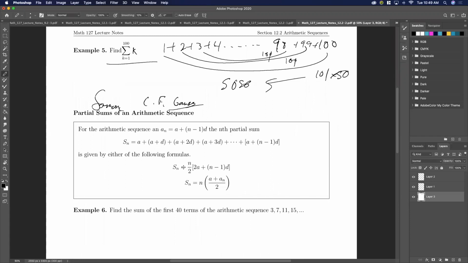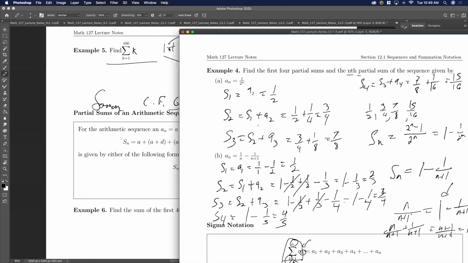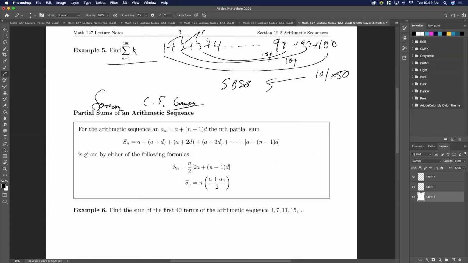Here, I'm adding up an arithmetic sequence, and the difference here is 1, right? So my common difference is 1. But this actually works for any arithmetic sequence. If I add up the first and last terms, I'm going to get 2a plus n minus 1 d, and then I'm going to have to take half of the number of terms I have.